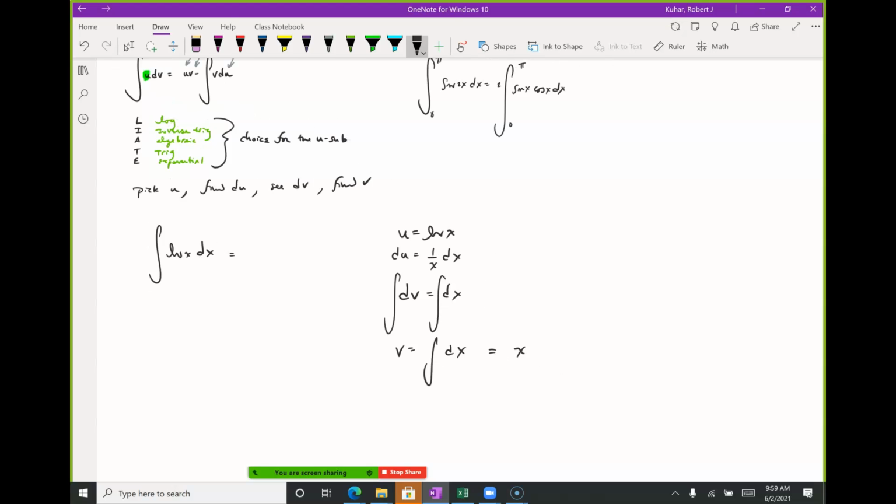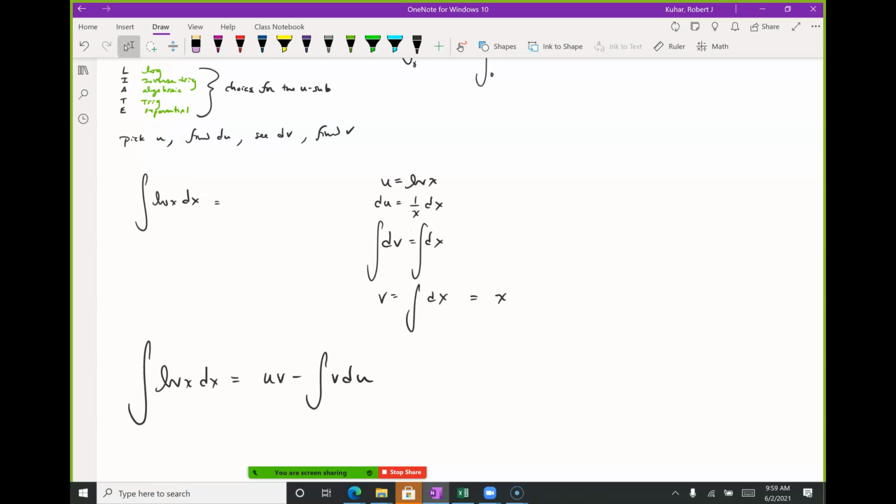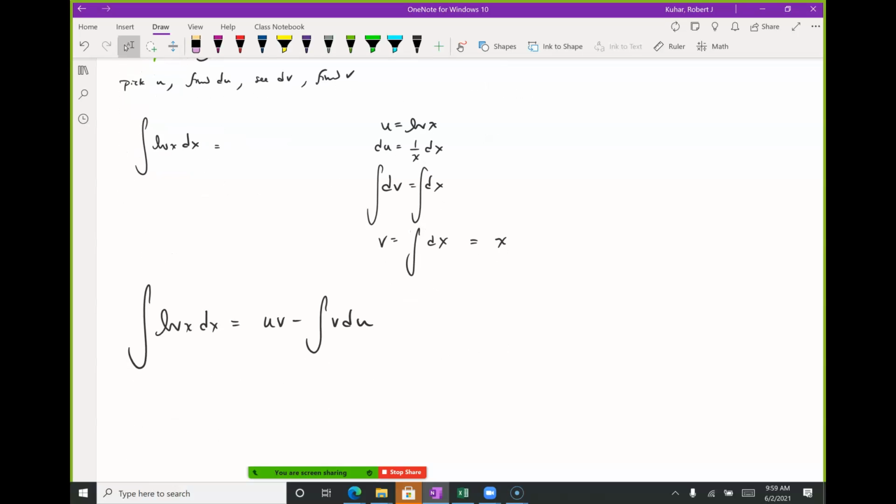Okay, so I got everything I need. I'm ready to plug into my formula, right? The integral of u dv is going to be uv minus the integral of v du. And of course, I've got that written on my formula sheet, right?